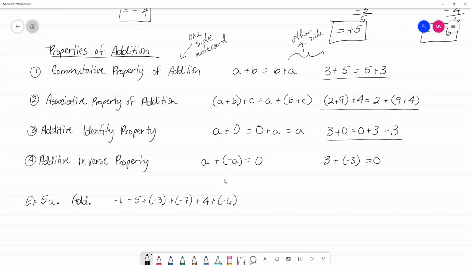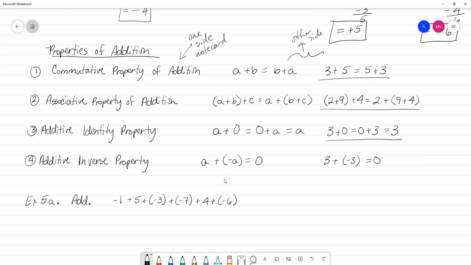Or just take really, really neat notes. So, commutative property of addition: A plus B equals B plus A, or 3 plus 5 equals 5 plus 3. Good deal. Number 2, the associative property of addition: A plus B, then plus C equals A plus B plus C. So if you have 2 plus 9, which is 11, 11 plus 4 is 15. Or if you have 9 plus 4, which you have to do first by order of operations, you have 13. 13 plus 2 is 15. Therefore, 15 equals 15. Yes, we're good.